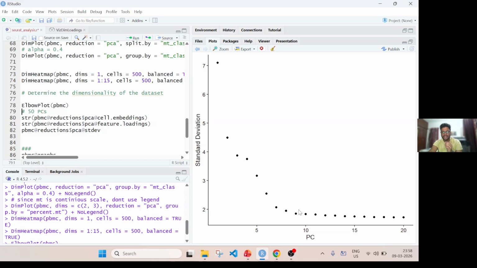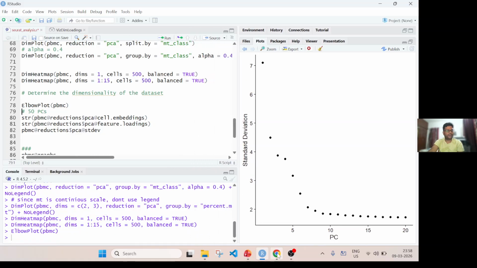So this gives an idea that, okay, in this analysis 10 can be considered a good number to go with for the downstream analysis. Okay, so this is the principal component analysis that tells.